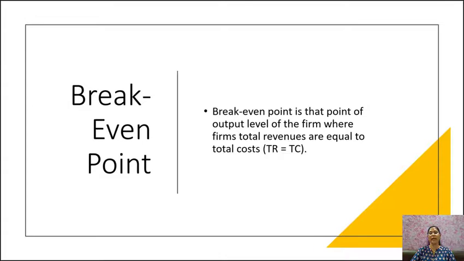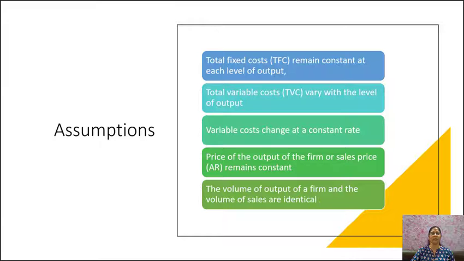Break-even point is that point of output level of the firm where the firm's total revenue, TR, is equal to the total cost. So TR is equal to TC. Total revenue is equal to total cost.